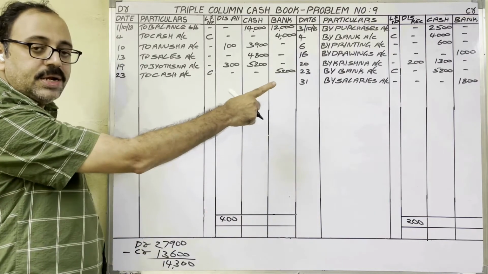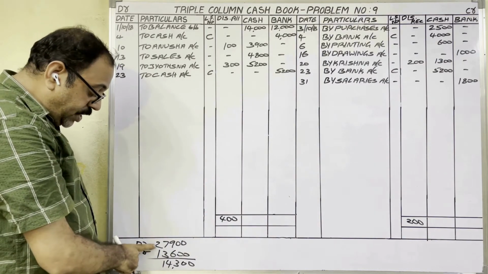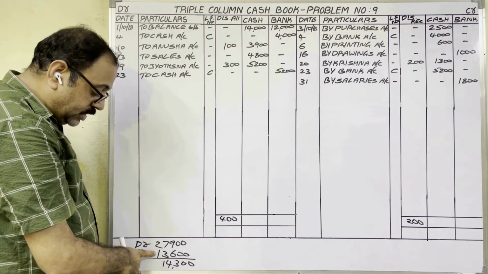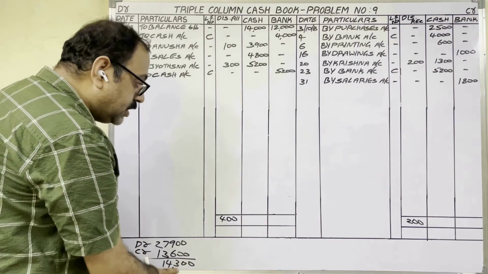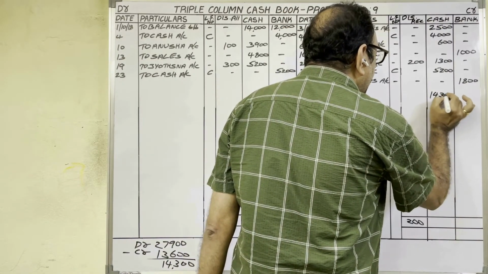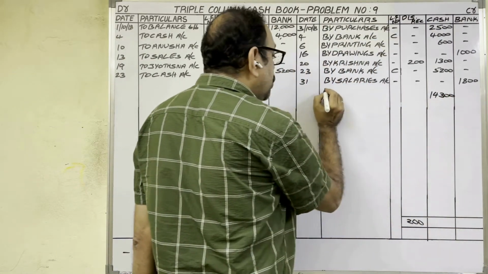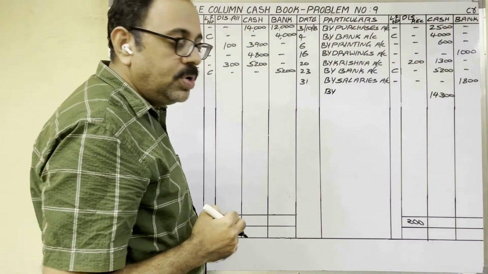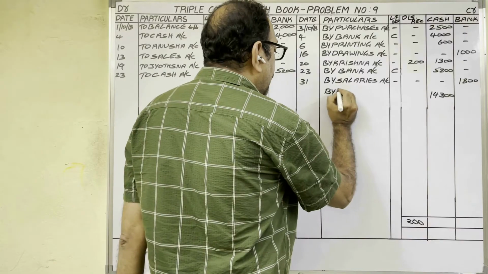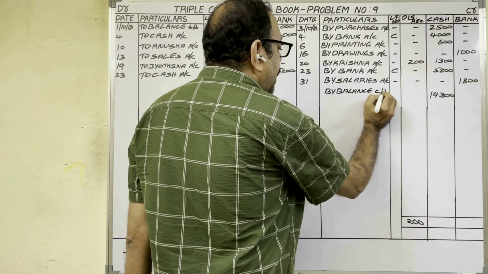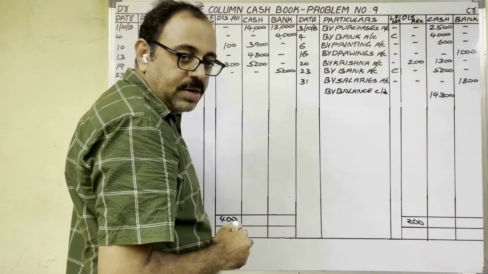Which side should we write it on? The rule is, whichever side total is less, that side we should write. Credit side total is less. So on the credit side in the cash column, 14,300. For this, what to write in the particulars column? This is the balancing figure, no? So to indicate that, write down balance carried down. Carried down means we are leaving the balance there.